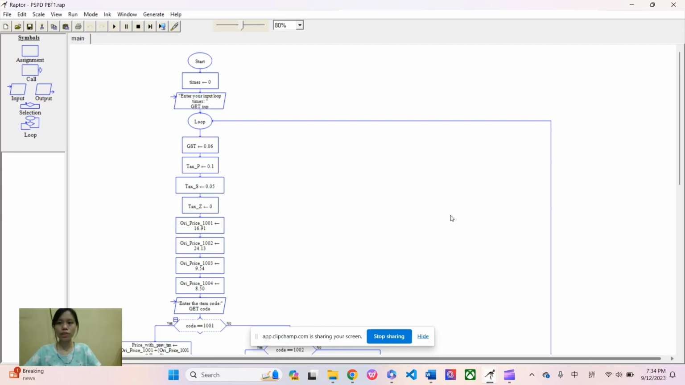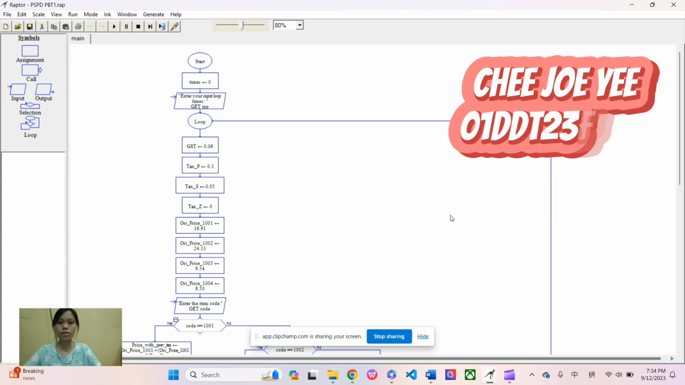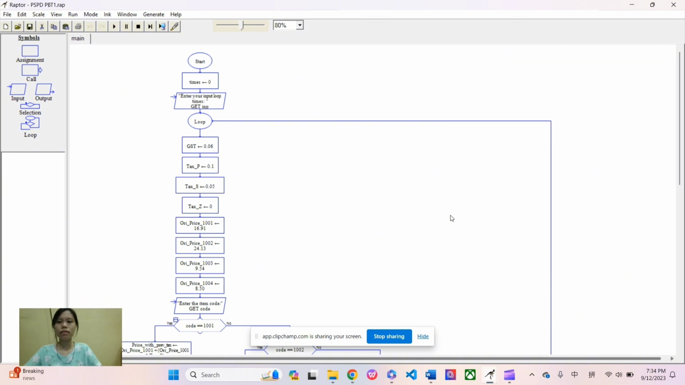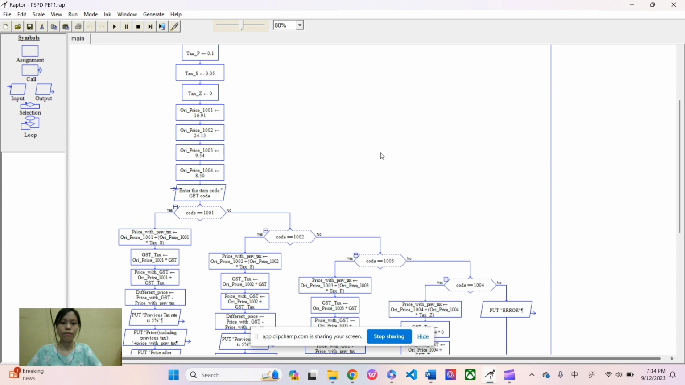Good evening, Puan Jamalia. My name is Chijo E and my matrix number is 01DDT23F1077. Today, I'm going to present the problem-based task PSPD of flowchart using Raptor. So firstly, this is my flowchart.